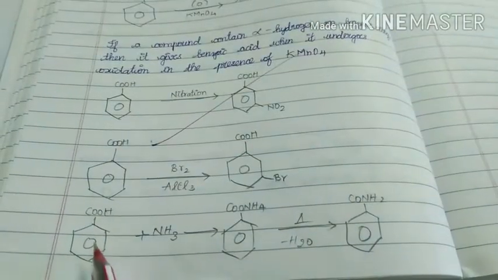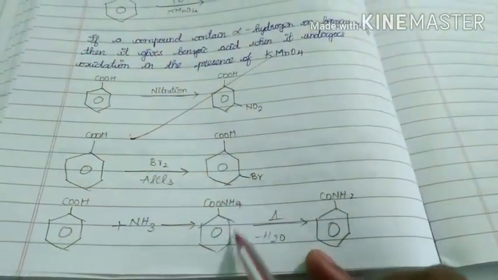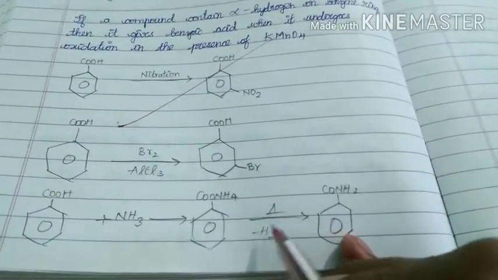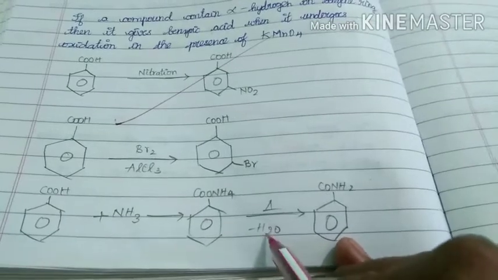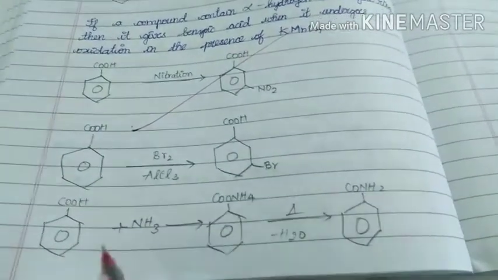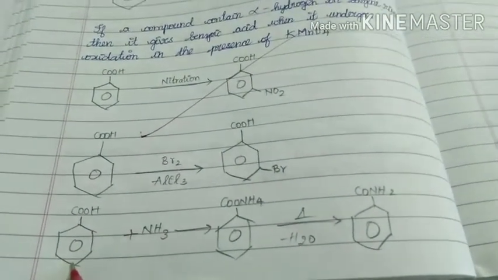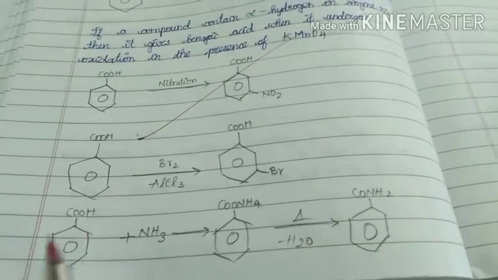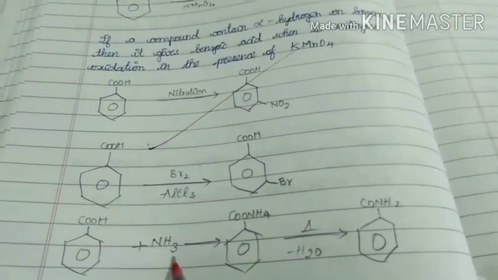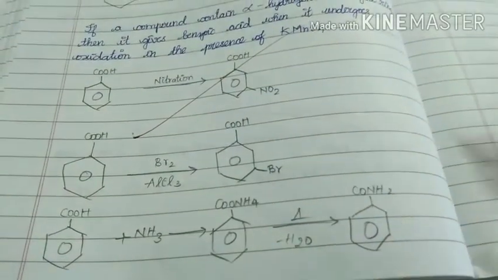But when benzoic acid reacts with NH3, we get this addition compound. When it undergoes heating, H2O is lost, leaving benzamide. That means the same type of reaction takes place in the case of aliphatic carboxylic acids also. This is an aromatic carboxylic acid. When aliphatic carboxylic acids or aromatic carboxylic acids react with ammonia, we get amides. They are aliphatic amides, and here are aromatic amides. That is the only difference.